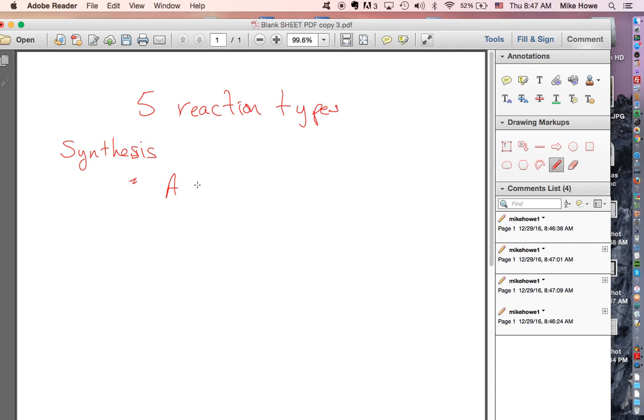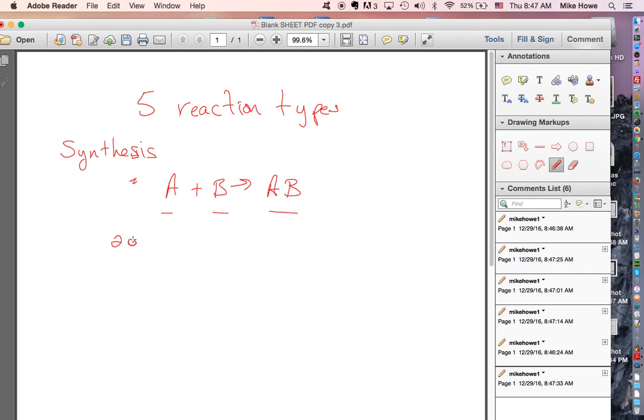So the basic format would be A plus B yields AB. So some substance A plus some substance B would make a new substance AB. Notice how many there are. There's a substance here, there's a substance here, but on the right side of the arrow, on the product side, there's only one product. So synthesizing, two or more things come together to make one.